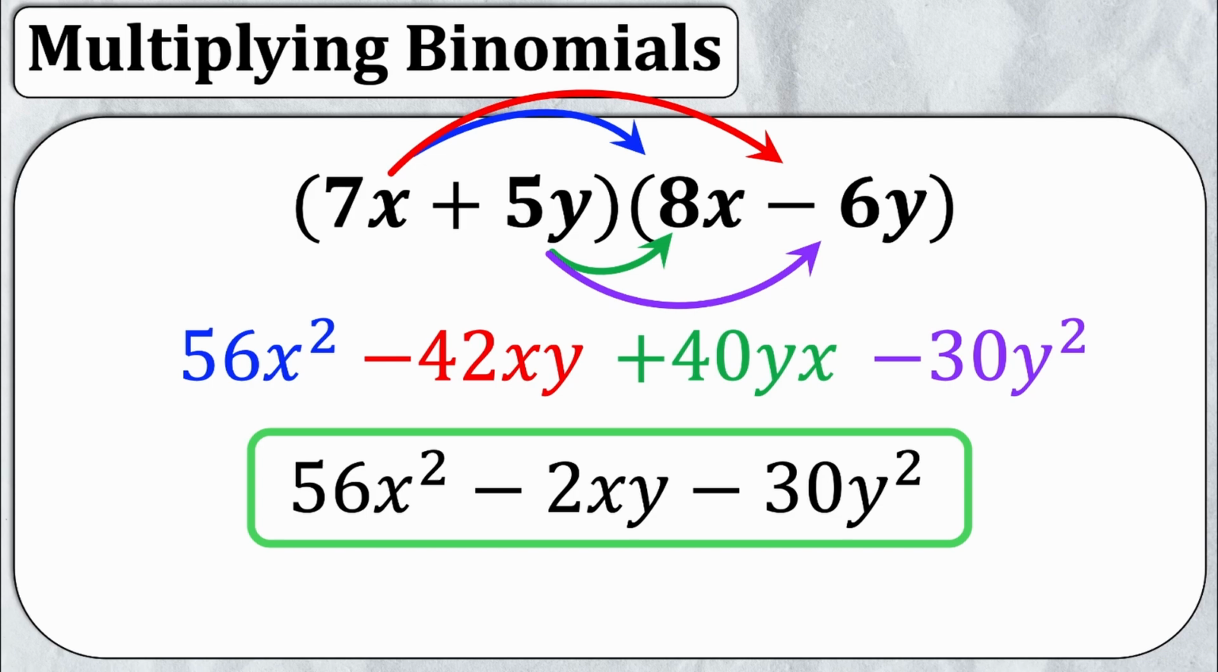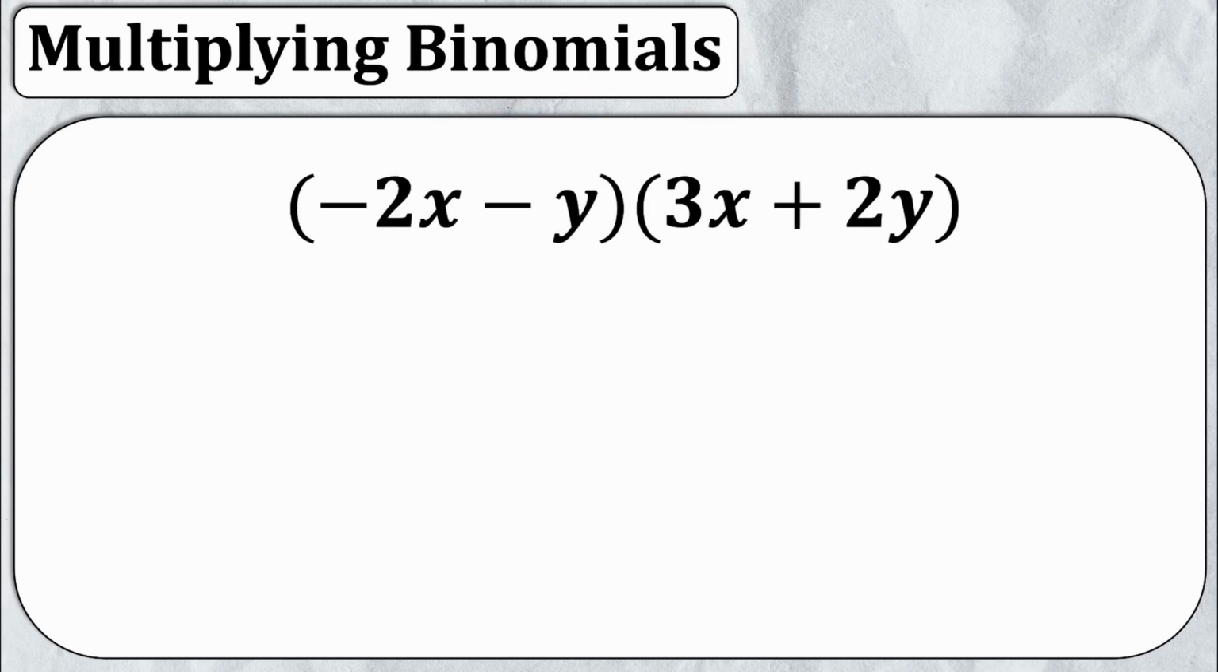All right, I think you're starting to get the hang of it, so let's try another one. Again, if you'd like to solve it on your own, pause the video for a second, and we'll take it up together in a moment. So let's take a look at the first two terms. Negative 2x times 3x is negative 6x squared.